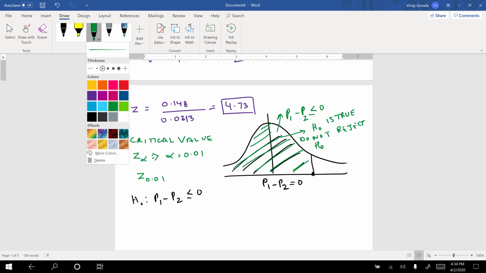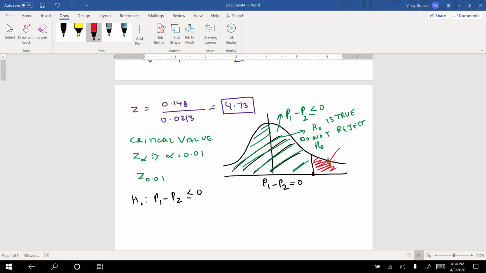And then we have this area, which is given as 0.01. Here P1 will be greater than P2. The other way of saying is P1 minus P2 is greater than 0. This is the area where the alternative would be true, HA is true. So here you will reject your null hypothesis. Reject H null.